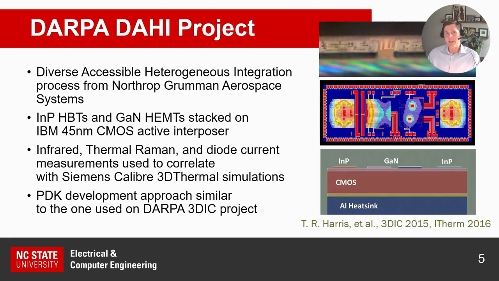A few years later, we had the opportunity to participate on the DARPA DAHI program, which was our first heterogeneous 3D effort. There we designed stacked systems that were assembled by Northrop Grumman Aerospace using their process where they took their own gallium nitride and indium phosphide chiplets and stacked them on top of an active 45 nanometer CMOS chip fabricated by Global Foundries. Again, our goal in this project was to correlate thermal simulations with thermal measurements using a variety of techniques to understand how heat was flowing in the stack.